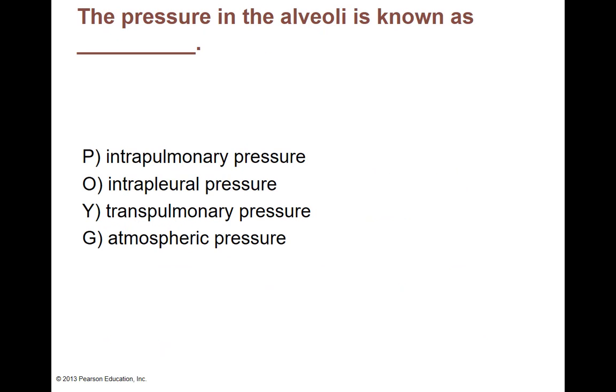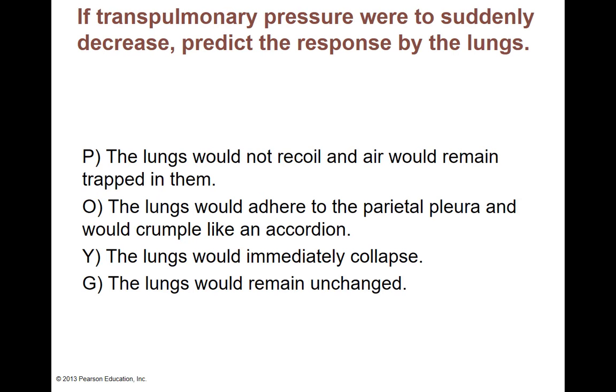The pressure in the alveoli. Intrapulmonary pressure just means within the lungs, in the alveoli. If transpulmonary pressure were to suddenly decrease, it wouldn't be -4 anymore. Predict the response by the lungs. Your lungs would collapse. You need that negative pressure to hold those lungs open.